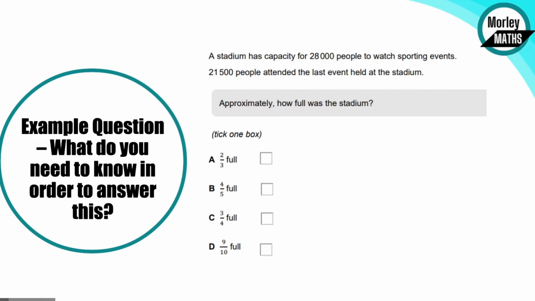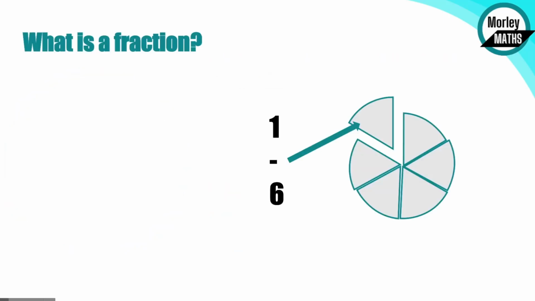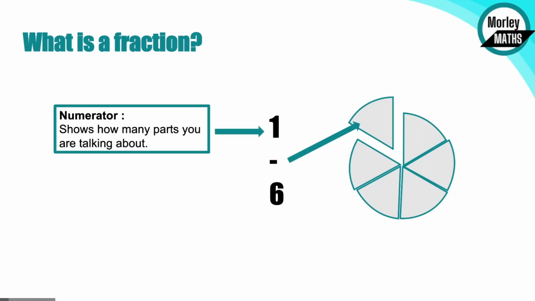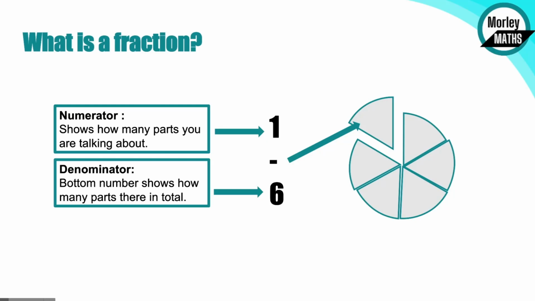Let's dive in. Let's have a look at what a fraction actually is. So what is a fraction? This is an appallingly drawn pizza, but essentially a fraction is where we've got a top number, which is known as the numerator. Let's just keep it simple, call it the top number. And we've got the denominator, which is the bottom number. So top and bottom numbers.